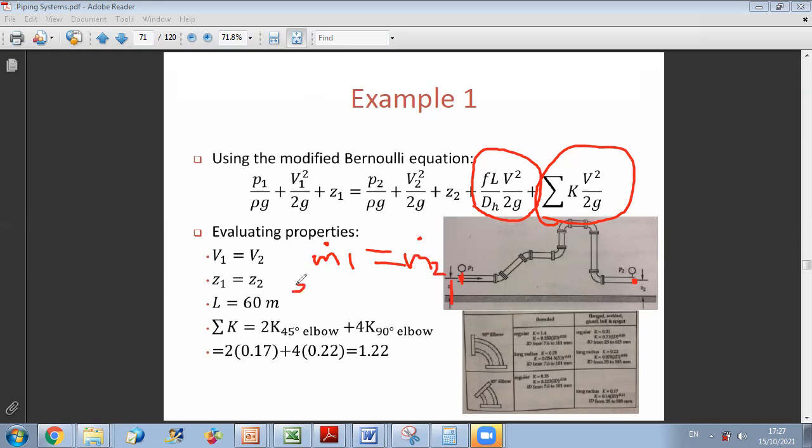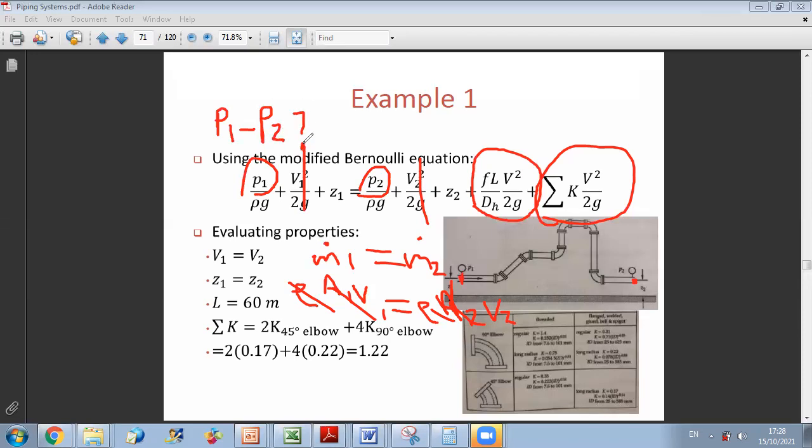So rho A1 V1 equals rho A2 V2. Since rho and A are equal, you end up with V1 equal to V2, so these two terms will cancel out. Now, your purpose is to calculate the pressure drop. You don't know P1, you don't know P2, you just care about delta P, P1 minus P2. This is what you want to determine, okay?